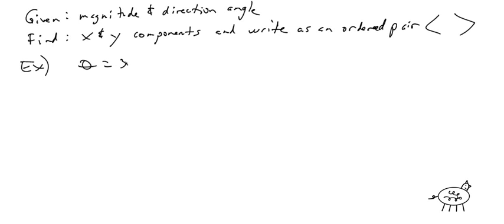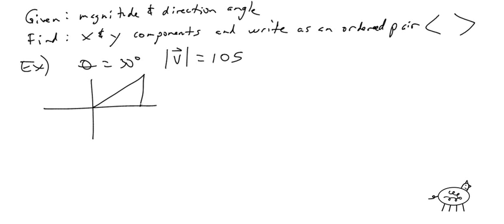Theta is equal to 30 degrees. Okay, that's your direction angle. And the magnitude of vector V is equal to 105. Ooh, my favorite number. Sweet. All right, just to make a sketch to have an idea what it's going to look like, this is 30 degrees, and this is 105. Of course, it's kind of nice because this is a right triangle here, and this is your x and this is your y. So it's easy.